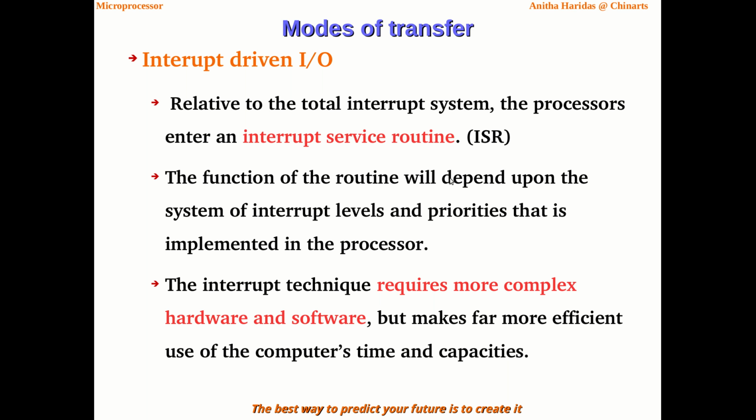So in the interrupt driven input output, the processor enters into the interrupt service routine. When you have 3 different peripheral devices, 3 different interrupt service routines will be available. The corresponding routine will be executed. The function of the routine will depend upon the system of interrupt levels and priorities implemented in the processor, which we have already seen. Now the interrupt technique requires more complex hardware and software, but makes more efficient use of the computer's time and capacity. That is the advantage.